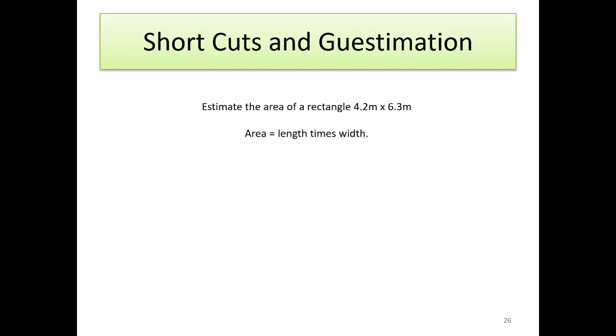Another place where we can use guesstimation is to work out a rough answer to a sum, so that when we use our calculator we know whether we're in the right ballpark. So if we're trying to work out the area of a rectangle 4.2 meters by 6.3 meters, we know area equals length times width. So if we just take the integers, which is the whole parts of the numbers, we know that our area has got to be bigger than 4 times 6, so 24 is the absolute lower limit we should expect.